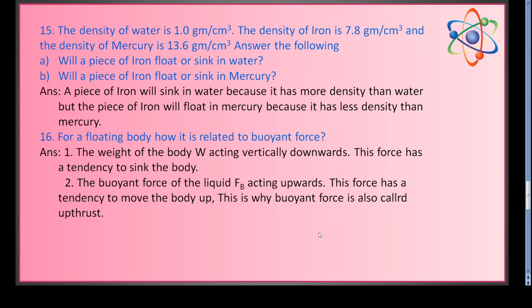For a floating body, how is it related to buoyant force? The weight of the body W acts vertically downwards, and this force has a tendency to sink the body. The buoyant force of the liquid, that is FB, acts upwards, and this force has a tendency to move the body up. This is why buoyant force is also called upthrust.